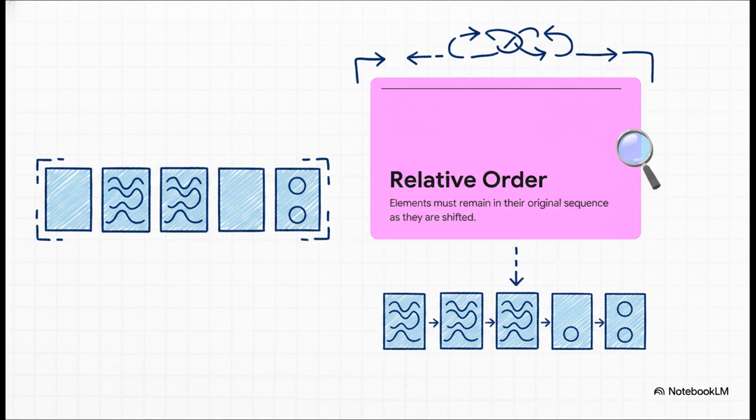Now, before we get too crazy, there is a major constraint we absolutely have to follow. We must maintain what's called relative order. This just means that as we're shifting all those zeros to the back, the non-zero elements have to stay in their exact original sequence. We are carefully shifting things around, right? We're not just scrambling the array into chaos.